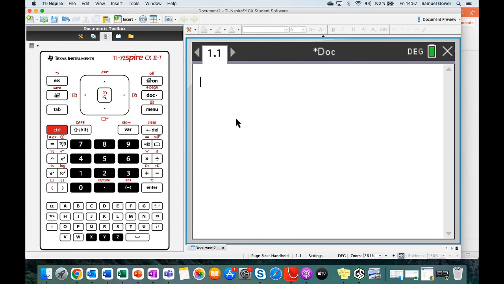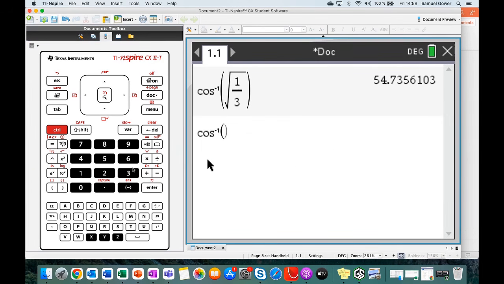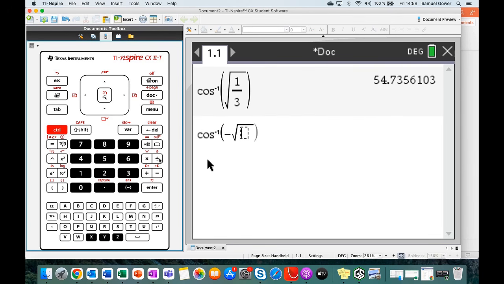Okay, so I'm using my GDC here, but a normal calculator will be fine. So what we're going to do is take inverse cosine, and we're going to start with the positive version, so square root, and then we want the fraction button, 1 and 3. That gives us 54.7, and we're going to do exactly the same process now for the negative version, so minus square root 1 over 3, and that gives us the obtuse angle. So our final answers will be 54.7 and 125.3 to 1 decimal place.